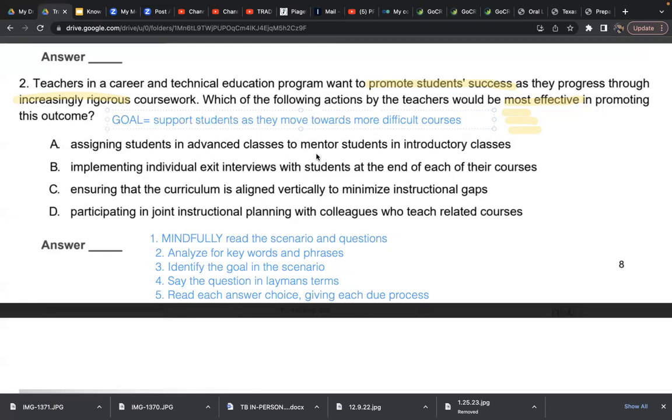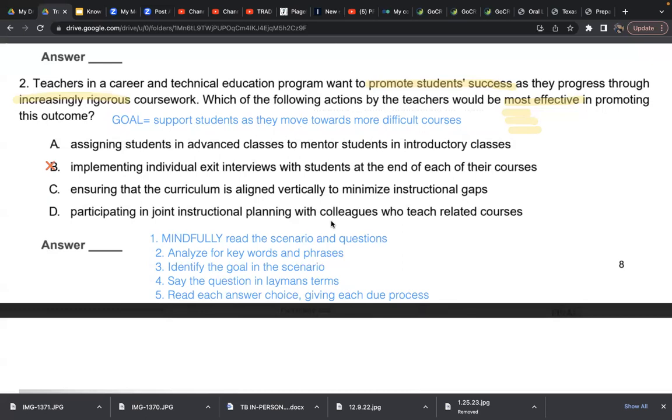However, this will not, in any way, help promote their success as they move to another level of coursework that's more difficult. That conversation is not going to take any effect, as far as helping them. So this is not the right answer, and we can bet ourselves $5 that it's not.